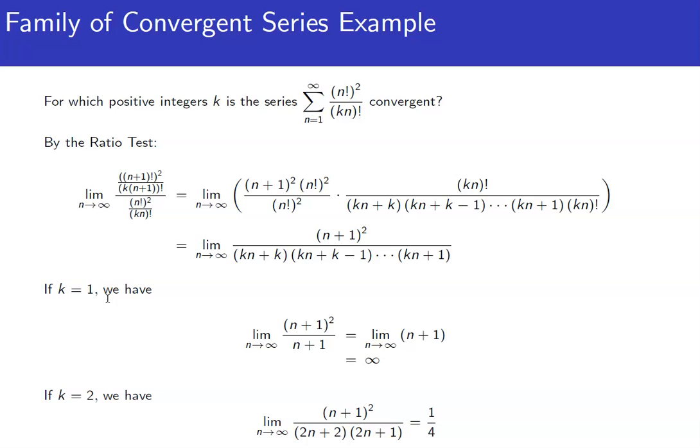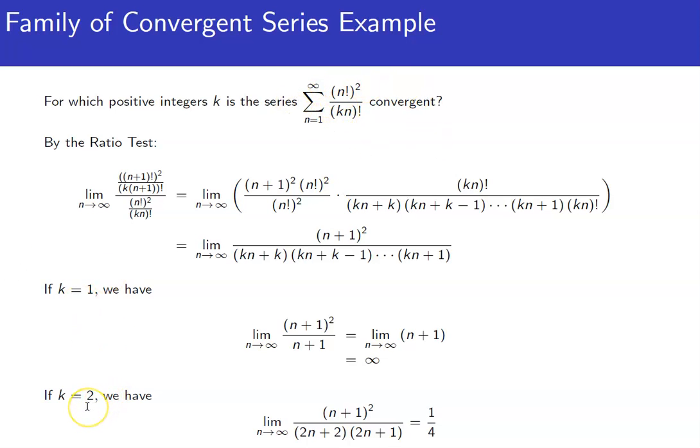If k equals 1, the only thing we get is n plus 1 in the denominator, because we wouldn't have any of these other factors. So we get (n plus 1) squared over (n plus 1). That simplifies to n plus 1, and certainly that goes off to infinity. So that means that if k is equal to 1, the series diverges.